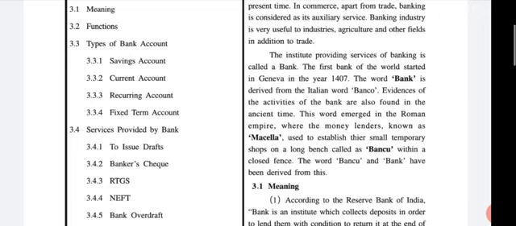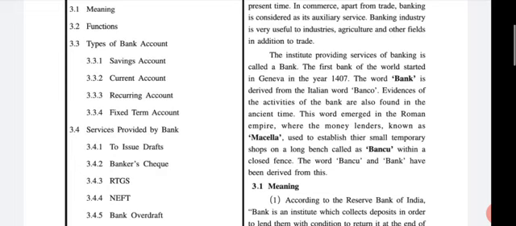The first bank of the world started in Geneva in the year 1407. The word bank is derived from the Italian word banco. Evidence of activities of banks is also found in ancient times. These words emerged in the Roman Empire, where the money lenders known as Macella sat in small temporary shops on a long bench called banco. So the words banco and bank have been derived from these. Clear?